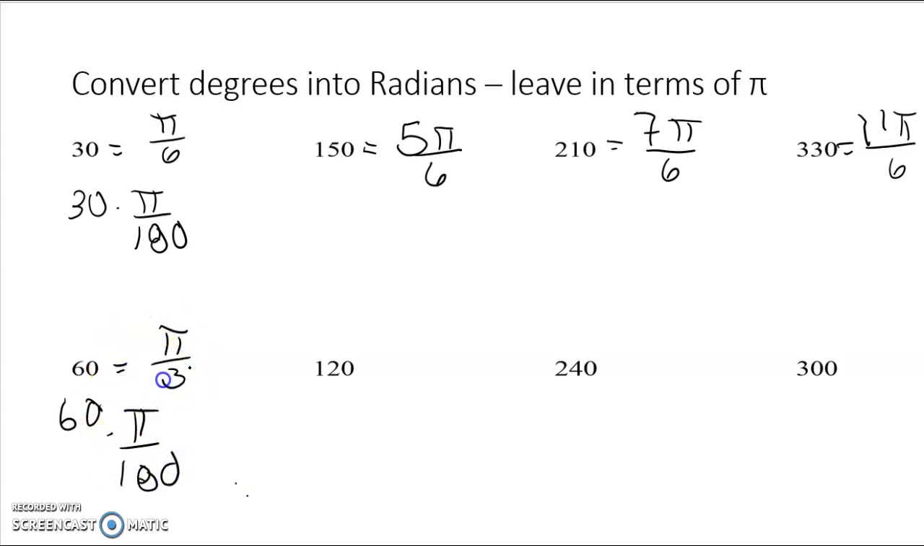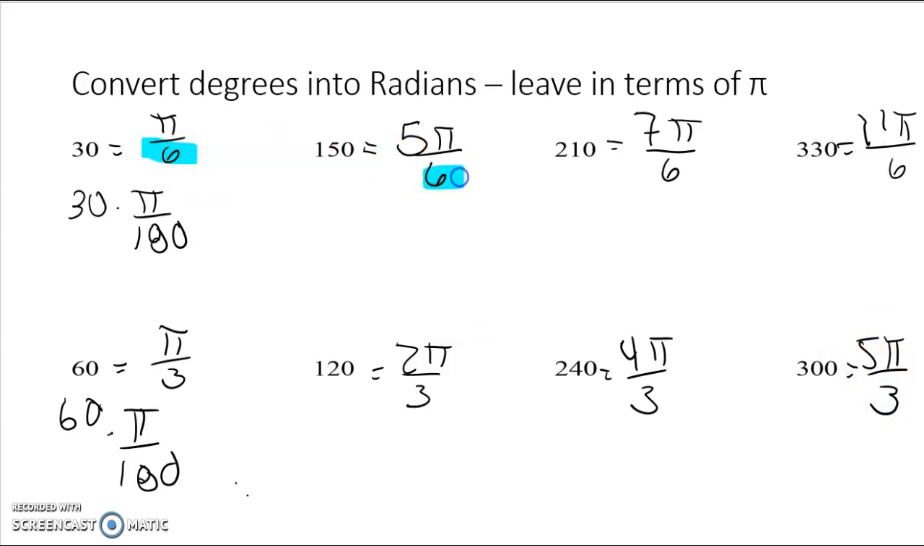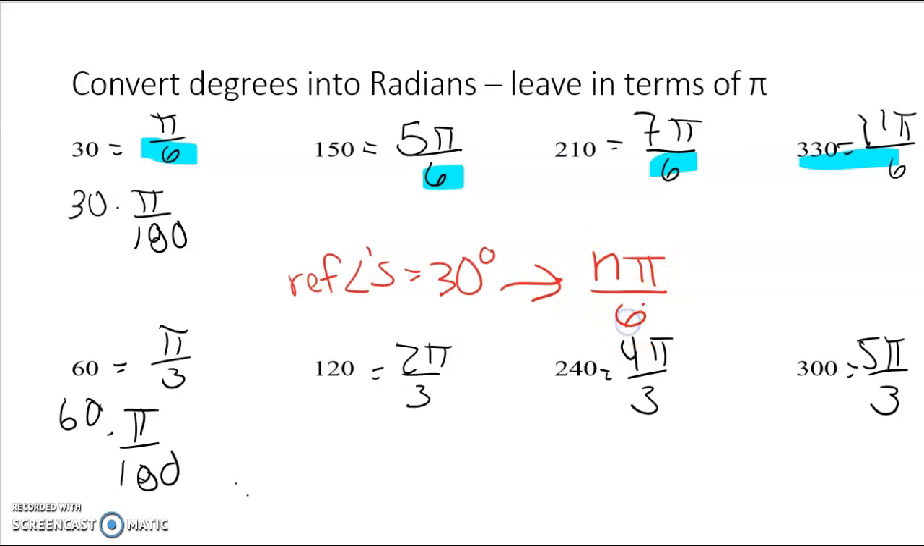Excuse me. 60 degrees, pi over 180. That's going to be pi over 3. This is going to be 2 pi over 3, 4 pi over 3, and 5 pi over 3. What do we notice about this? Look at this. So it looks to me that reference angles equal to 30 degrees yield n pi over 6 pieces. This shows you that those are irreducible pieces of 6.